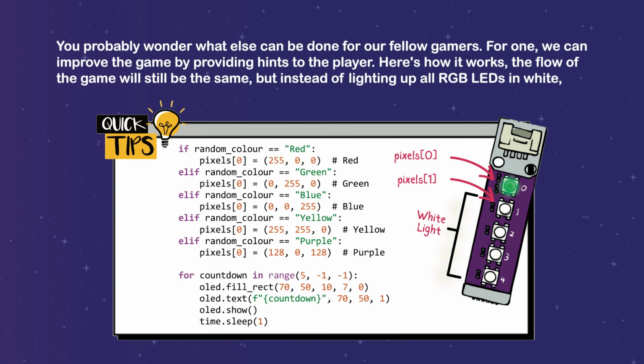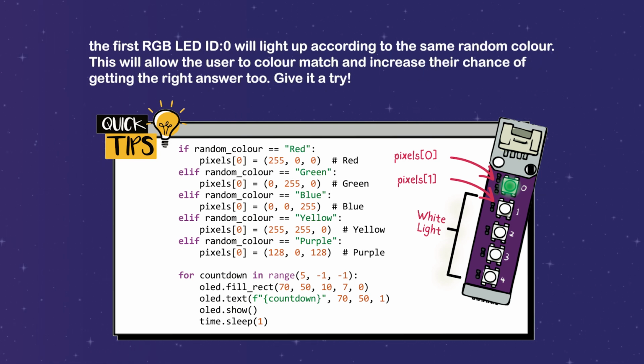You probably wonder what else can be done for our fellow gamers. For one, we can improve the game by providing hints to the player. Here is how it works. The flow of the game will still be the same, but instead of lighting up all RGB LEDs in white, the first RGB LED ID 0 will light up according to the same random color. This will allow the user to color match and increase their chance of getting the right answer too. Give it a try.